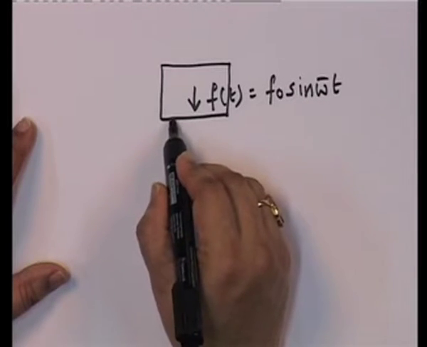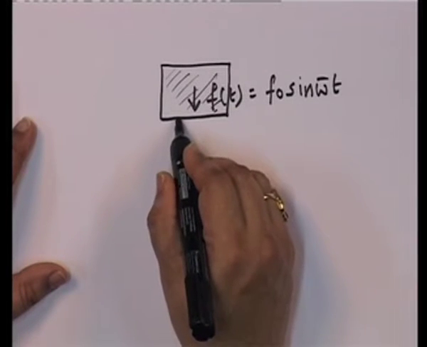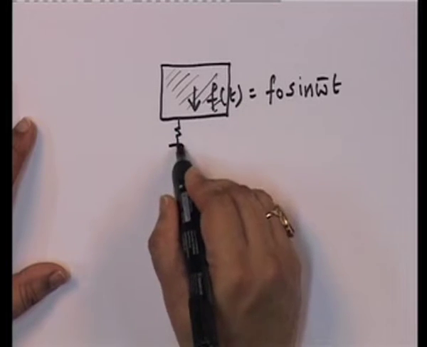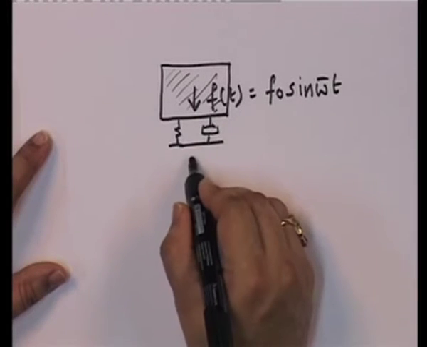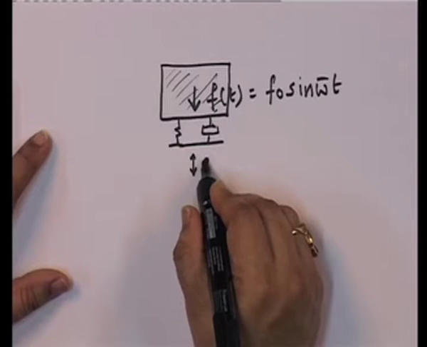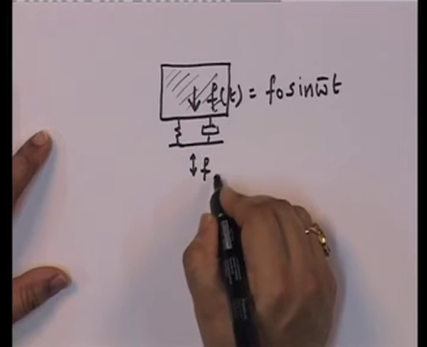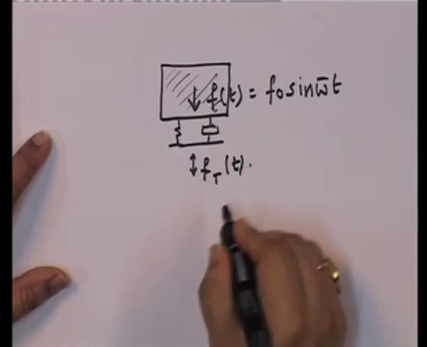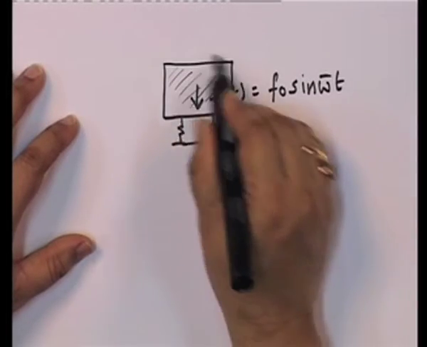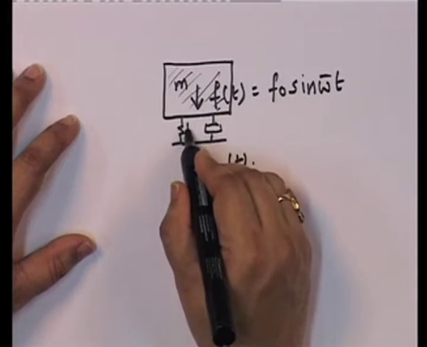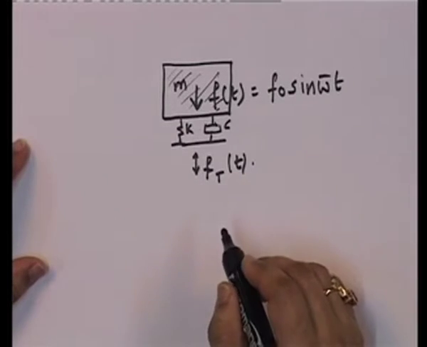This rigid machine is connected to the floor through some spring and dashpot system, and what I want to figure out is what this force on the floor is. I will call this the transmitted force. What is this equal to? Well, this is a machinery block of mass m. It has K and C, a spring and a dashpot connected to the floor.